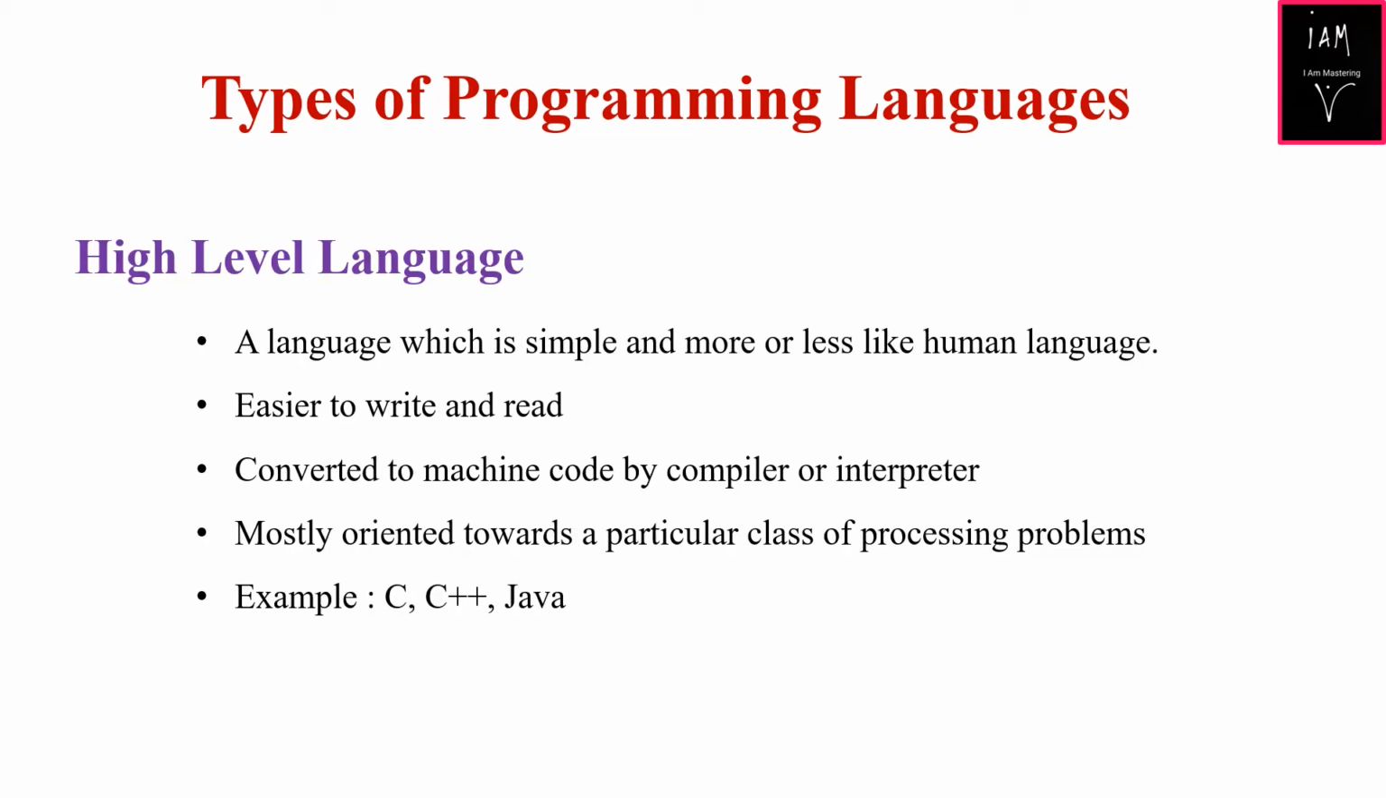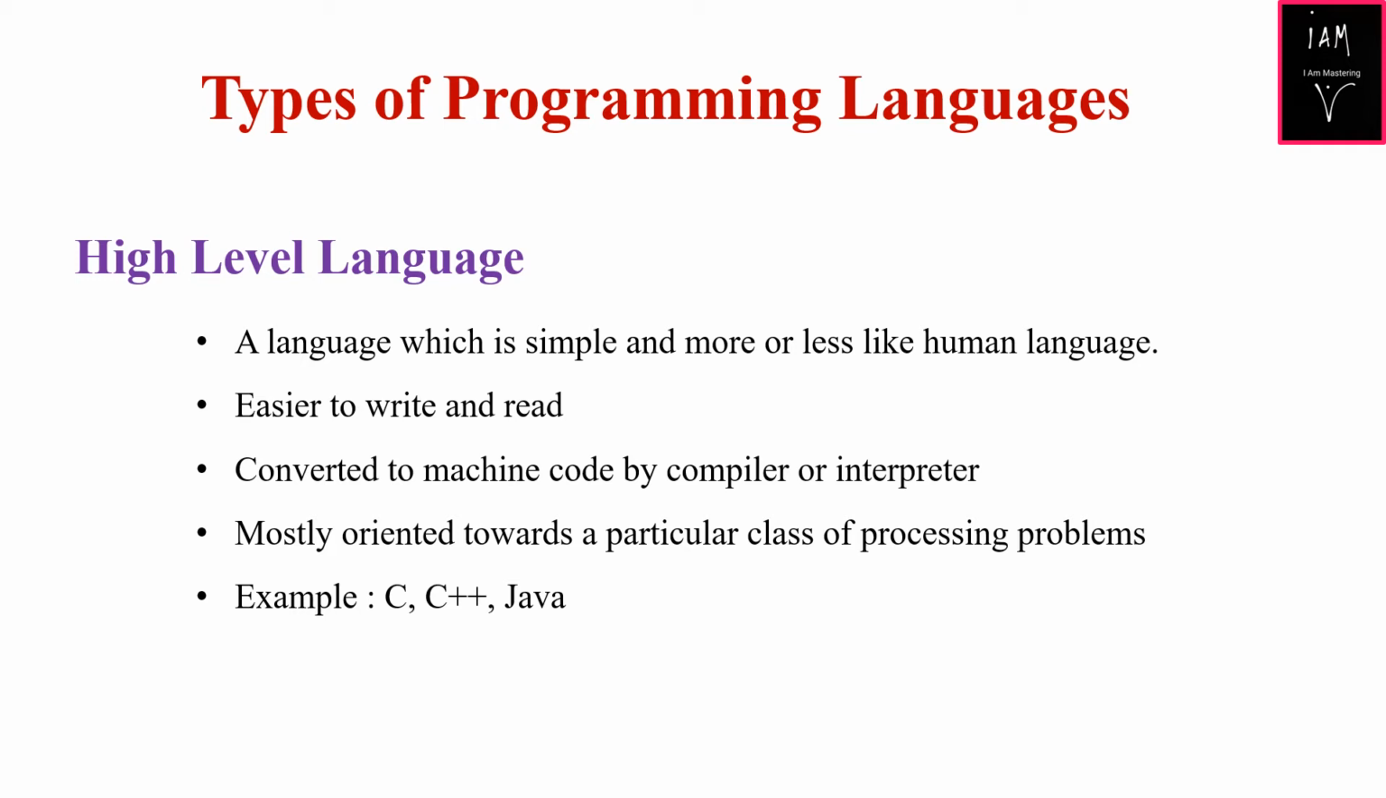The third classification is the high-level language, a language which is simple and more or less like human language. Programs in high-level language are written using English language-like statements. It enables a programmer to write programs that are more or less independent of a particular type of computer. Such languages are considered high-level because they are closer to human languages and further from machine languages. High-level language provides a high level of abstraction from machine language.